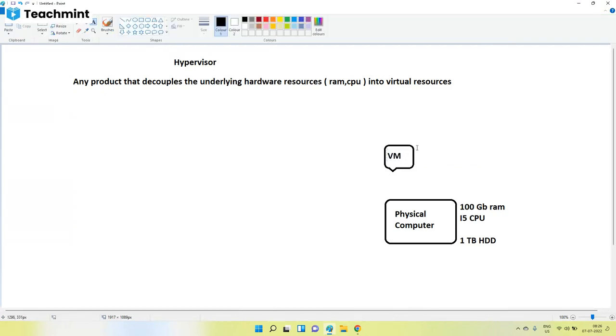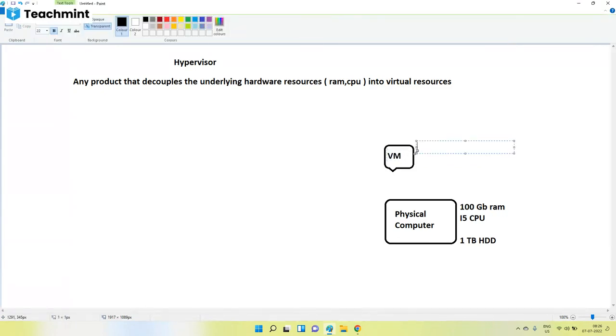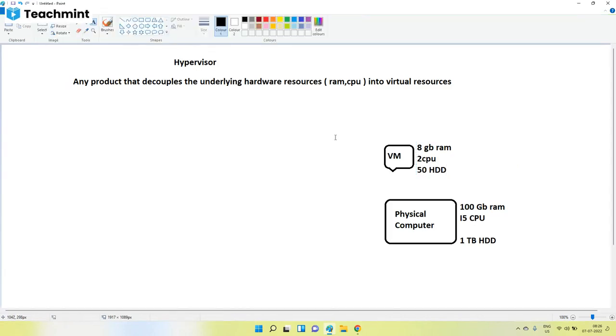From here, you are assigning resources, let's say 8 GB RAM, 2 CPU, and 50 GB hard disk. These resources are coming from these physical resources. Out of 100 GB RAM, we have allocated 8 GB RAM here, 2 CPUs, 50 GB hard disk. This capacity is coming from here.